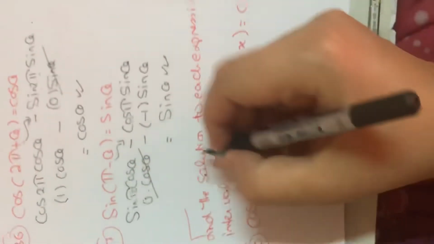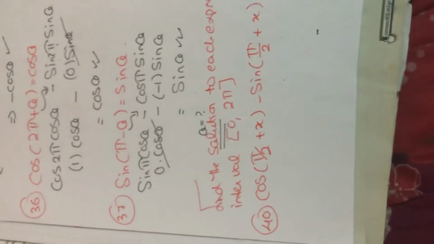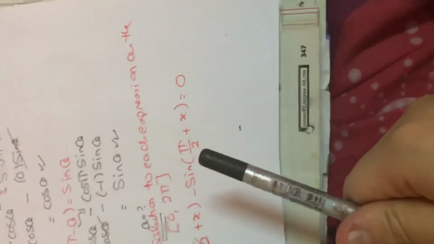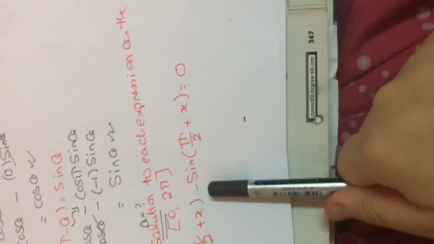Find the solution to each expression. Okay, so here they want a solution. Solution means they want to know what theta is. So let's go with the flow. This is a sum for a cosine and this is a sum for a sine, and there's a subtraction between them.